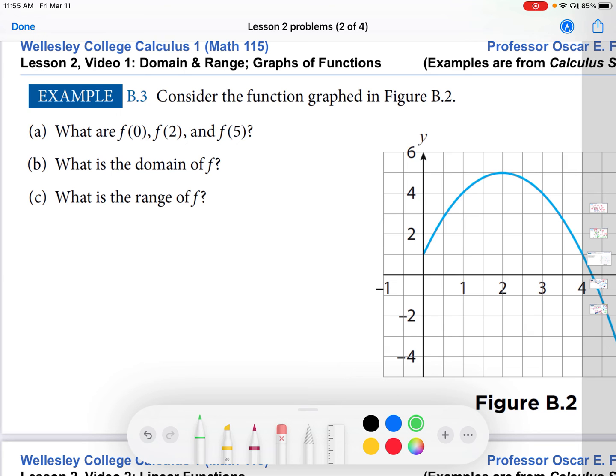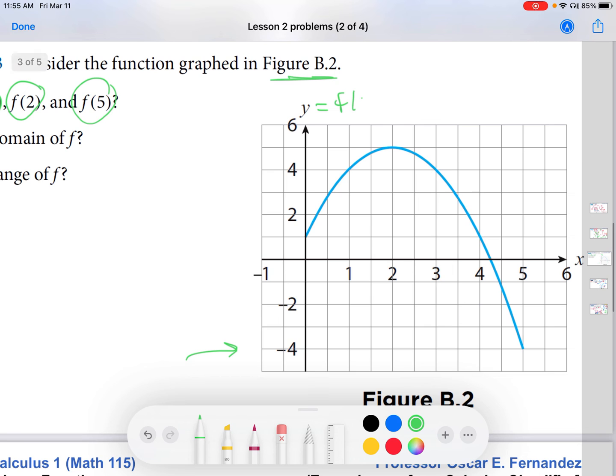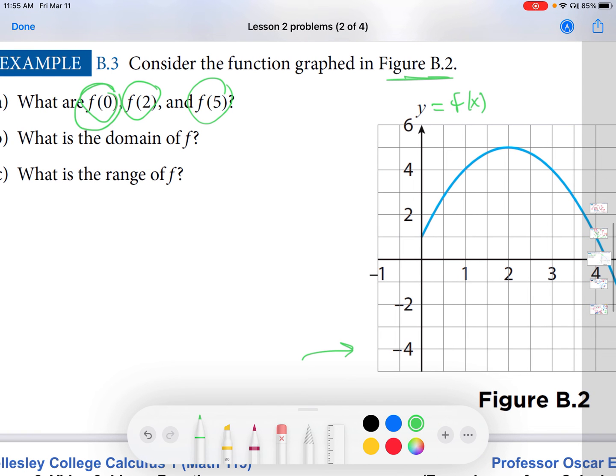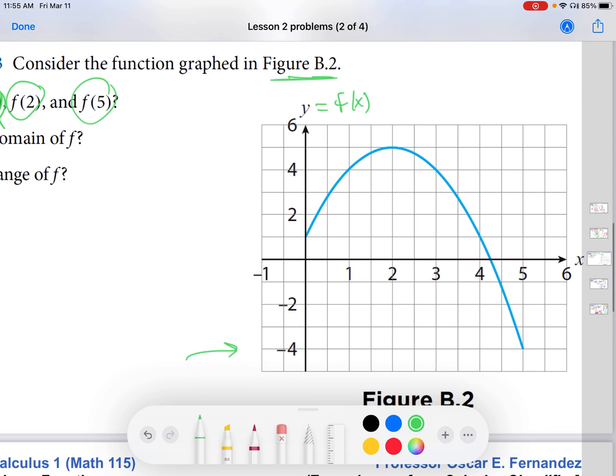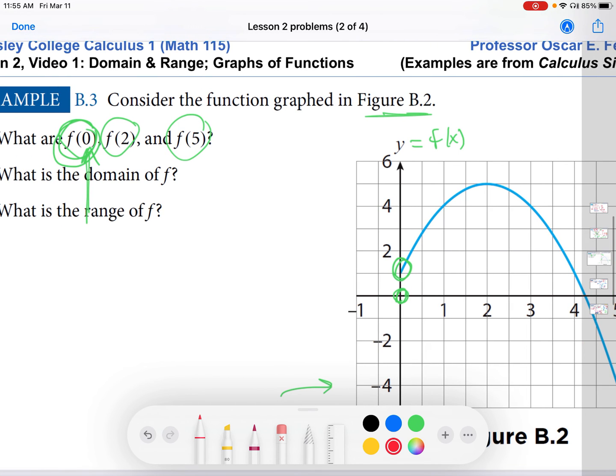So let's consider this example B.3. There's a function graphed here from figure B.2 in the book. First question, what are f of 0, f of 2, and f of 5? Okay. All right, so the assumption is that this is y equals f of x. And to find f of 0, we want to go to x equals 0 and then find the y value. So x is over here, horizontal axis. Here is x equals 0, and then we want to find the y value. So the y value is right there. So we're going to say f of 0 is 1.